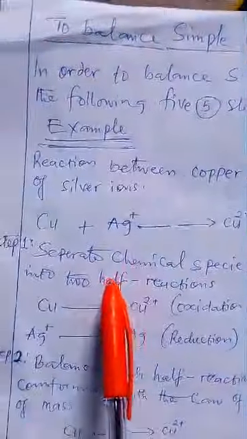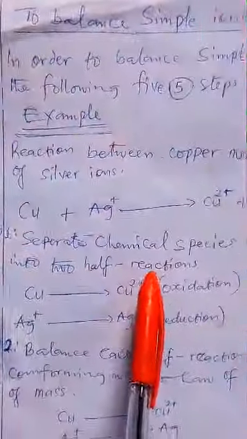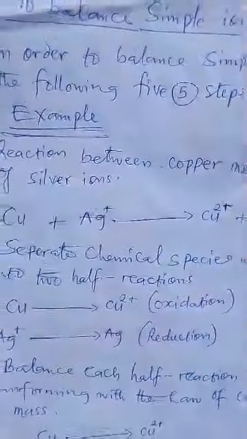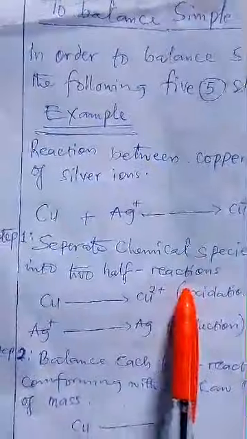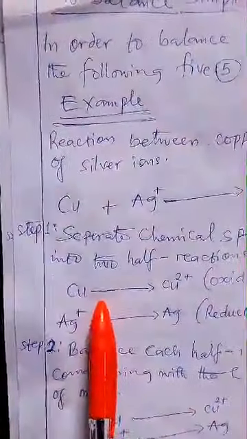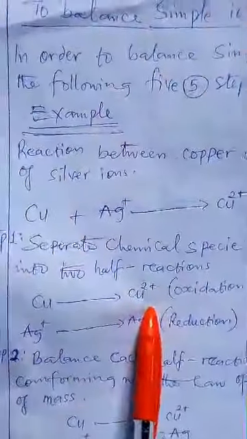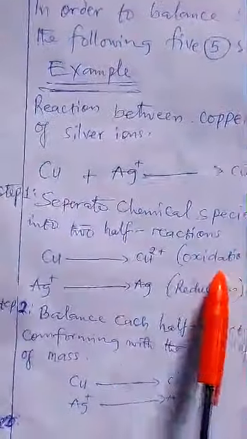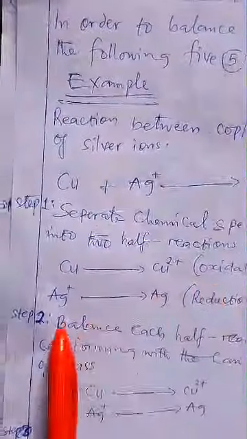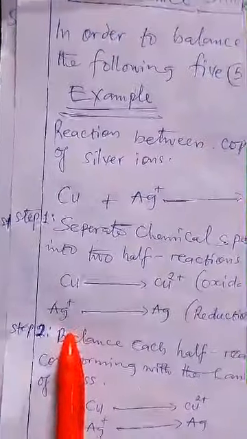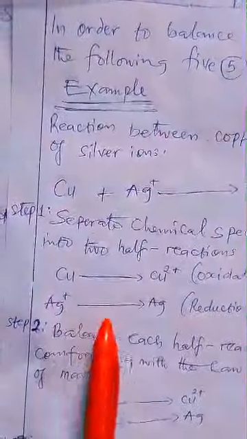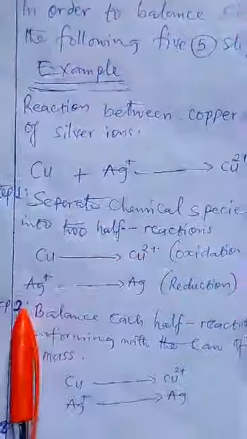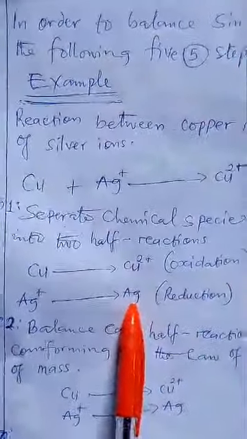Step 1: in this ionic equation, separate the chemical species undergoing changes into two half reactions. Copper is ionized to produce copper ions, and that is oxidation because there is an increase in oxidation number, and silver now collects these two electrons released by this copper to itself to form silver metal.